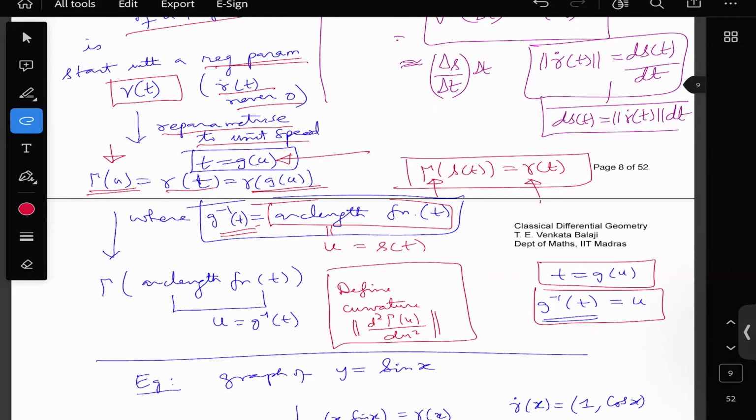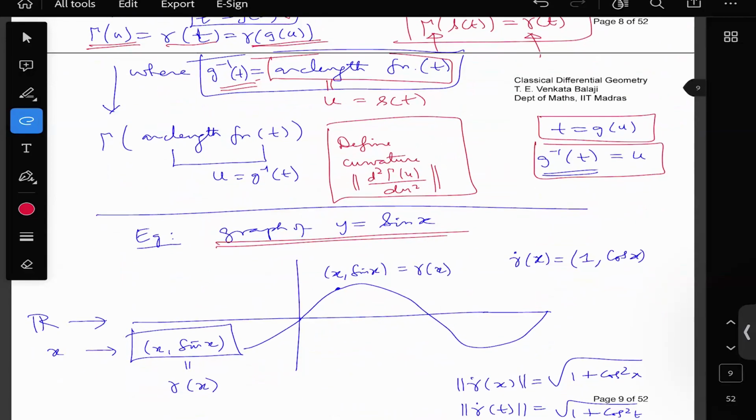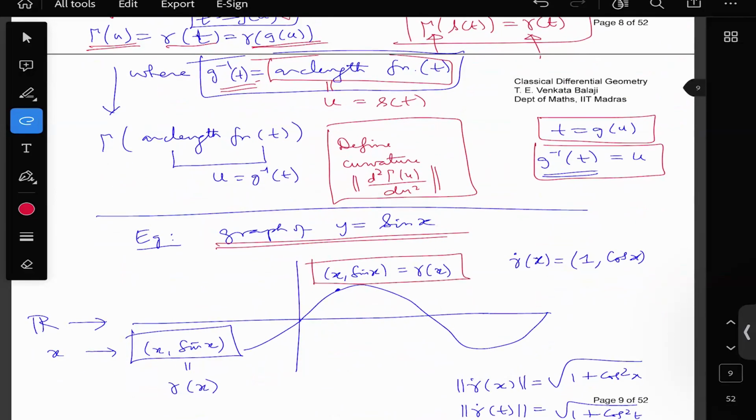But as I told you, this is a somewhat difficult procedure to practically implement. So the simple example I gave you was just the simplest example, namely the sine curve, which is the graph of the function y equal to sine x. Then the graph has coordinates x comma sine x, and therefore this x is your parameter.